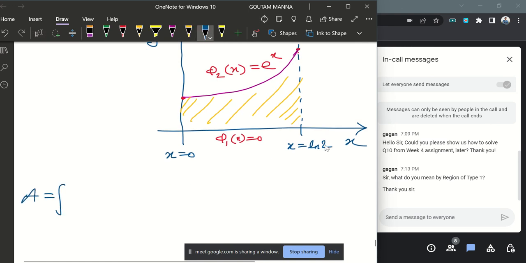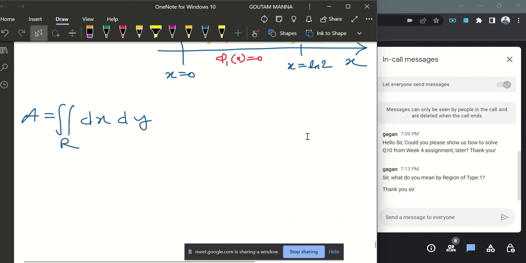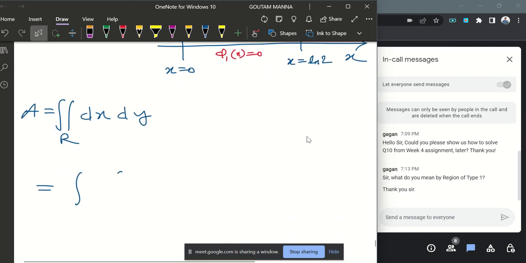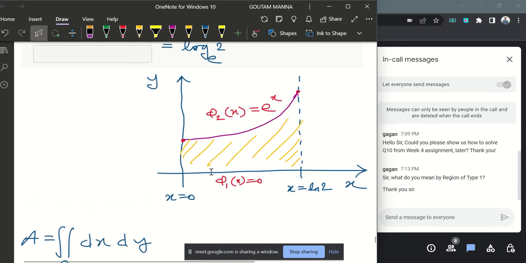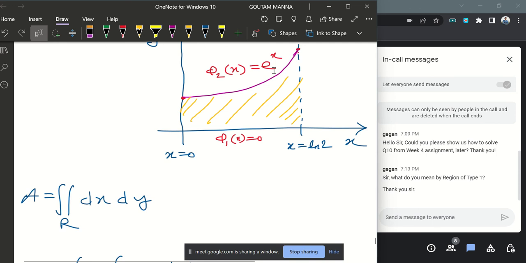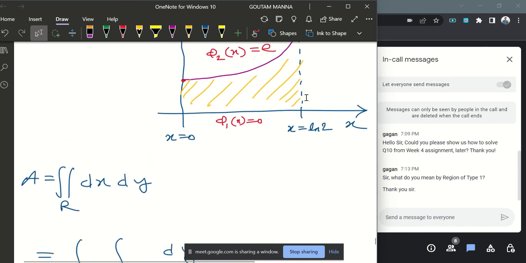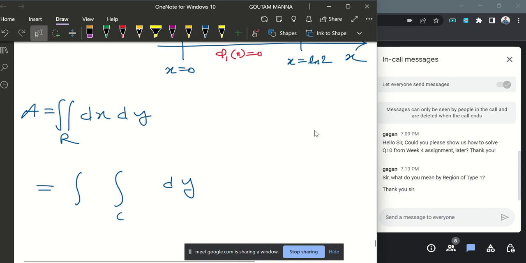So the area will be the integration in this region dx dy. First we need to do the y integration. So phi 1 x is 0 and phi 2 x is e to the power x. So for a particular value of x, y is varying from 0 to e to the power x, and x is varying from 0 to ln 2.